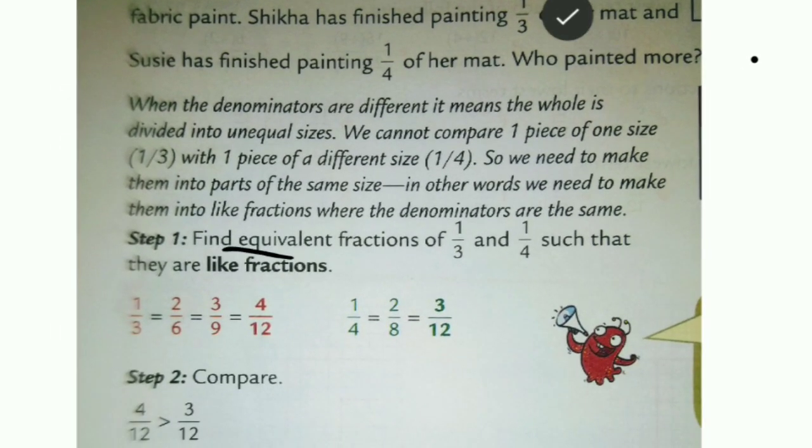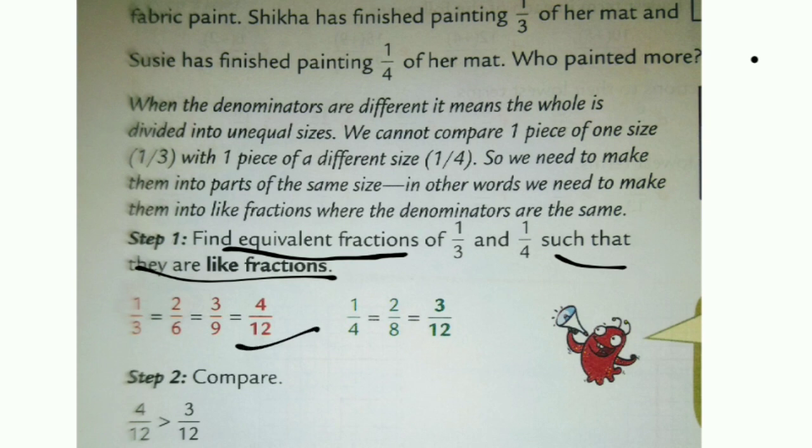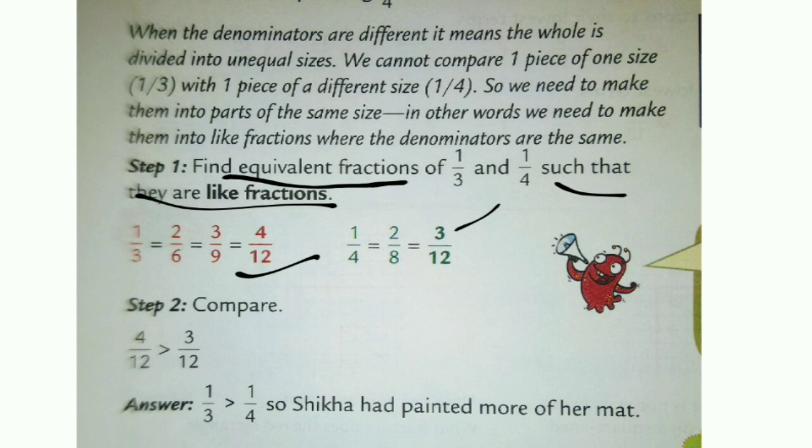see, find equivalent fractions of 1 by 3 and 1 by 4 such that they are like fractions. Okay, so if they are having the same numerator, what we can do is find the equivalent fractions first. So the equivalent fractions are 2 by 6, 3 by 9 and 4 by 12. Here 2 by 8, 3 by 12. So we have to find the comparison. It means here we get the same denominator first.